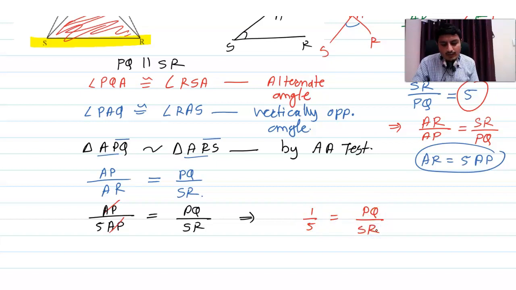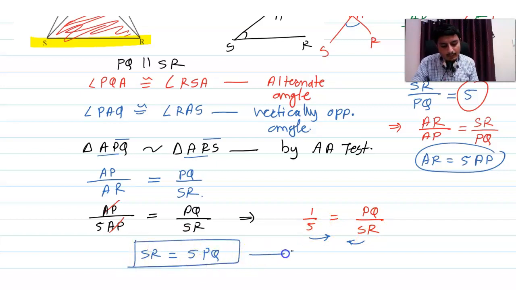Once we shift 5 and SR from LHS to RHS and RHS to LHS, 1 into SR, ultimately we get SR equals 5 into PQ, that is 5 times PQ. Hence we have our proof. Hence proved.